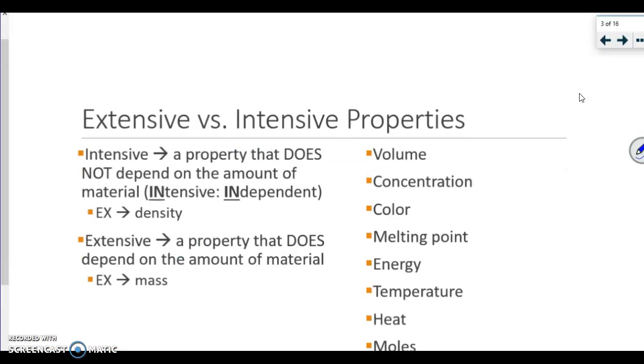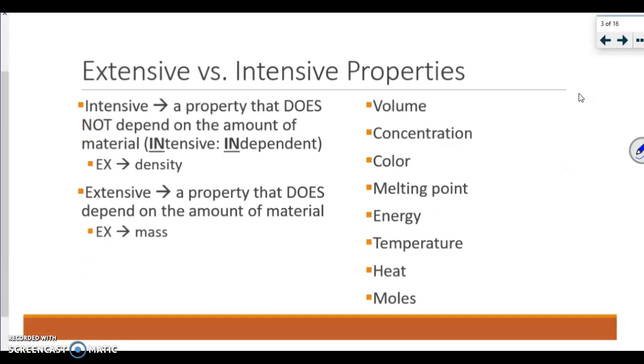Let's continue our study with some more definitions. Extensive versus intensive properties. Intensive properties are properties that do not depend on the amount of material. Intensive equals independent. That's how I like to remember it. Extensive properties are the opposite, a property that does depend on the amount of material. So extensive would be mass, and an example of intensive would be density.